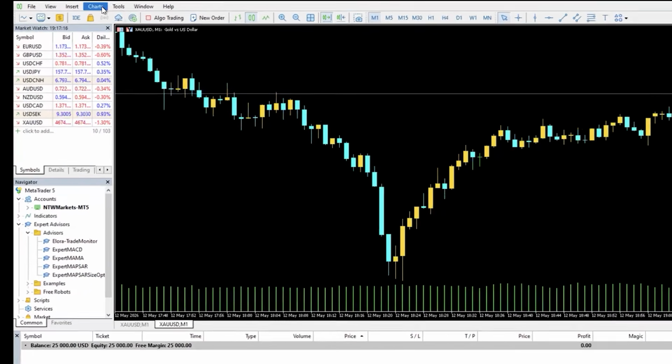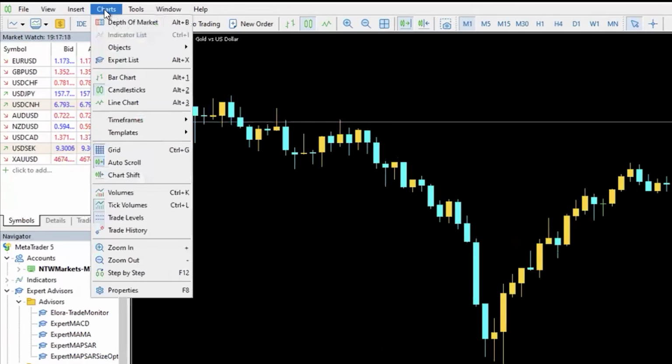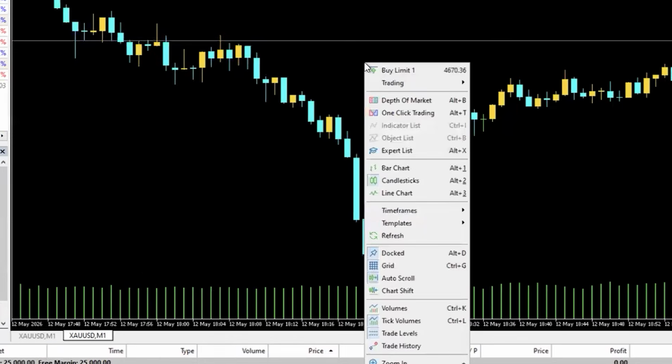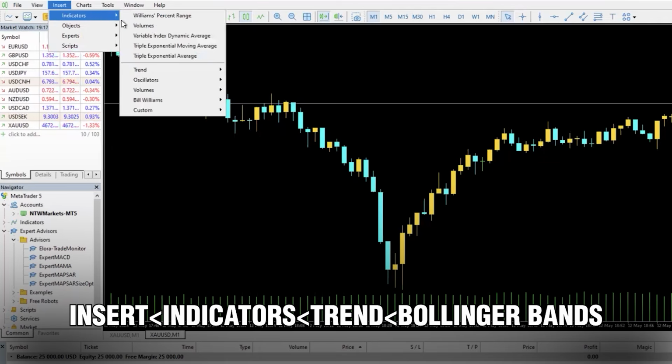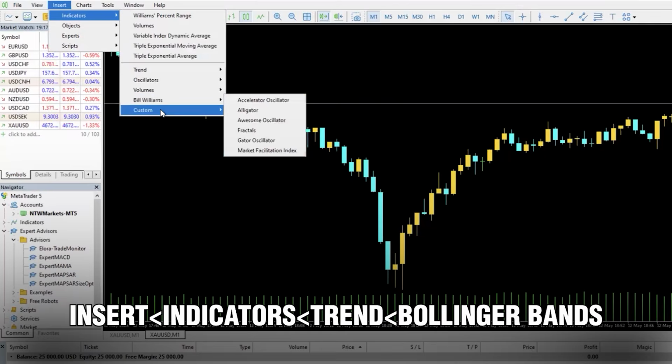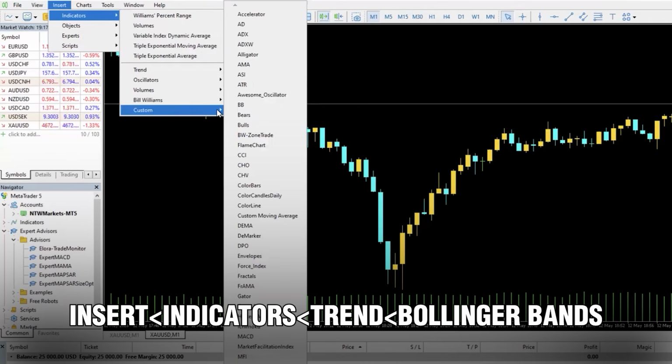To do that, we just go to chart, then we go to indicator list, okay, so that we don't have any indicator set up. Let's go ahead and insert indicator. It does have an indicator on it. It's probably default. We can remove that, which is the volume bar at the bottom.